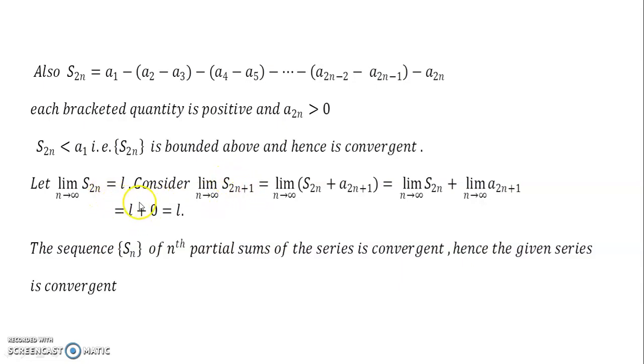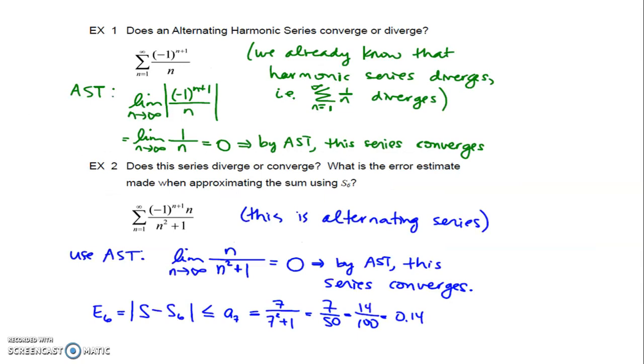So now we have concluded that the sequence Sn of nth partial sums of the series is convergent. Hence the given series is also convergent. So we have two examples for this alternating series.